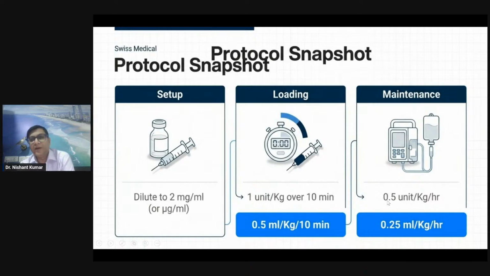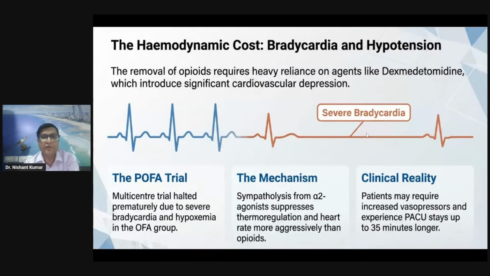Then it is 0.5 unit per kg per hour, which translates to 0.25 ml per kg per hour. So if you dilute these drugs as 2 per ml, these are the infusion rates that you have to remember: 0.5 for loading and 0.25 ml per kg for your maintenance. So that is how I do it. Switch it off with this.